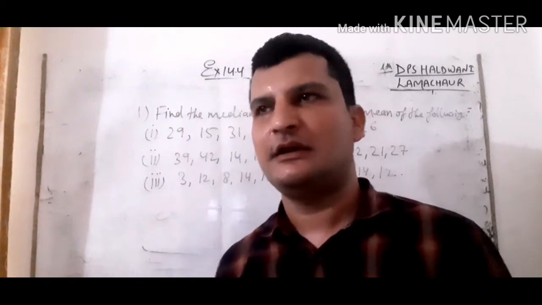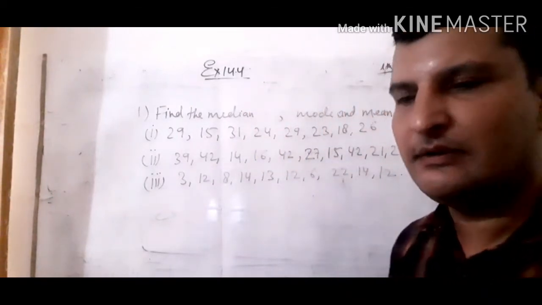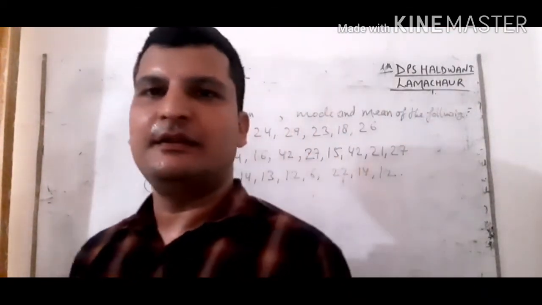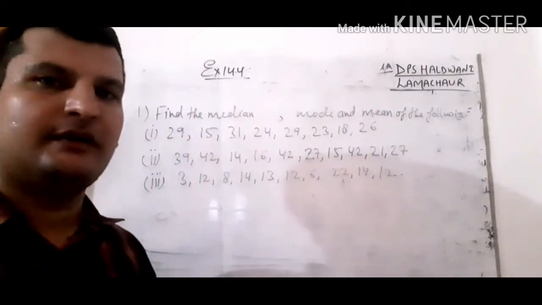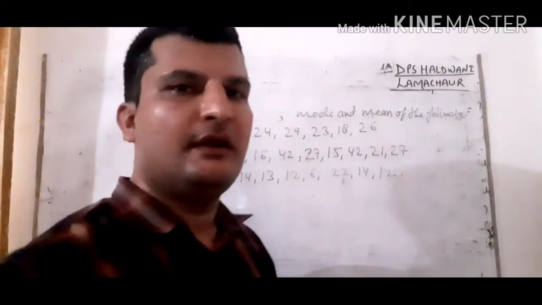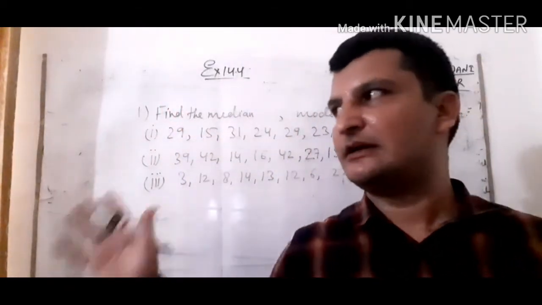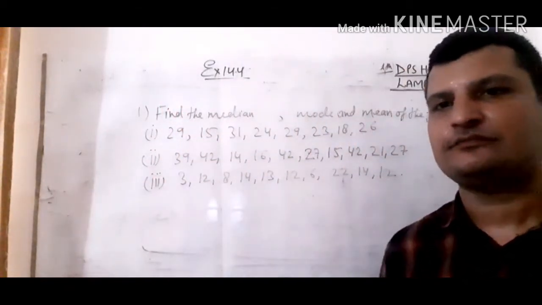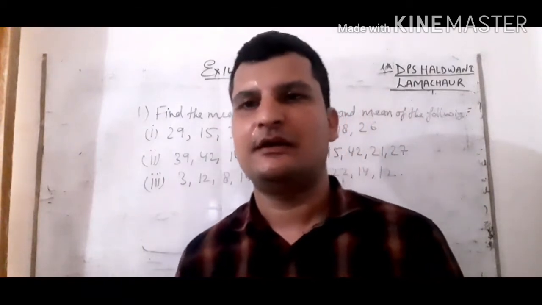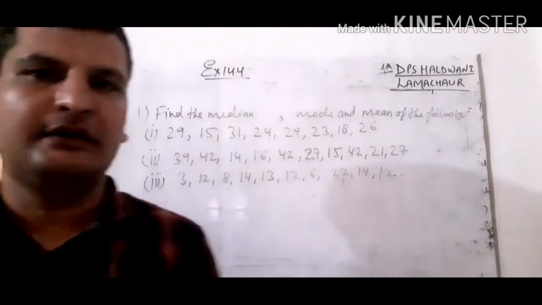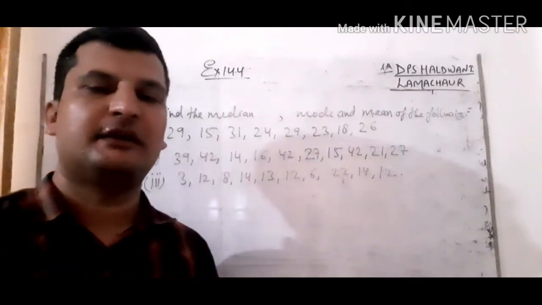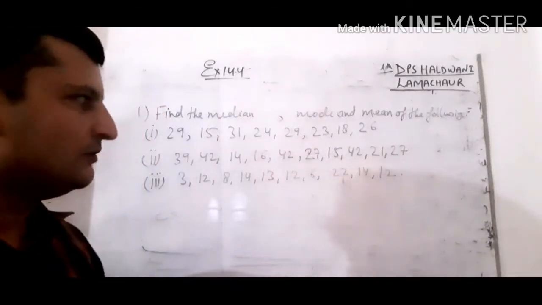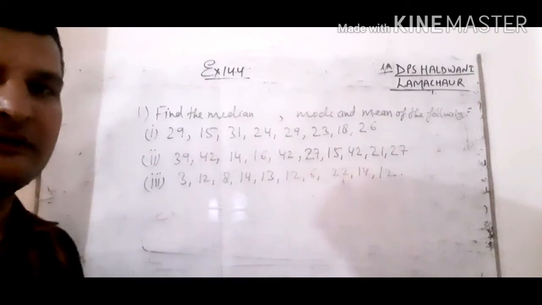The mean formula, you know, is the sum of all observations divided by the number of observations. For the median, when the number of observations is odd, the formula is the (n plus 1) by 2 th term. When it is even, it is the n by 2 th term plus the (n by 2 plus 1) th term, divided by 2. And the next one is mode: the value that occurs with maximum frequency.